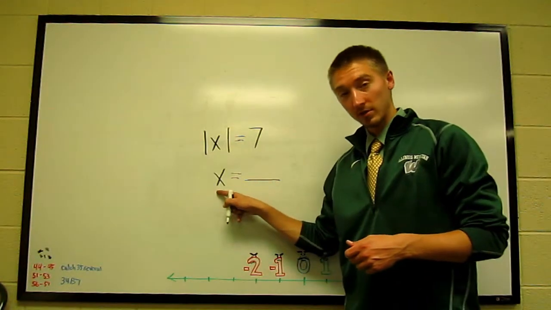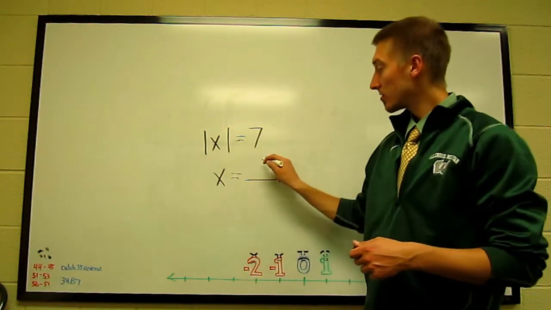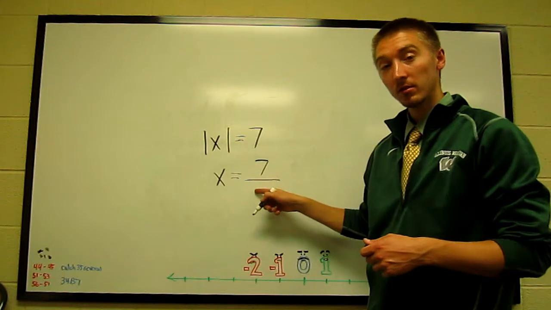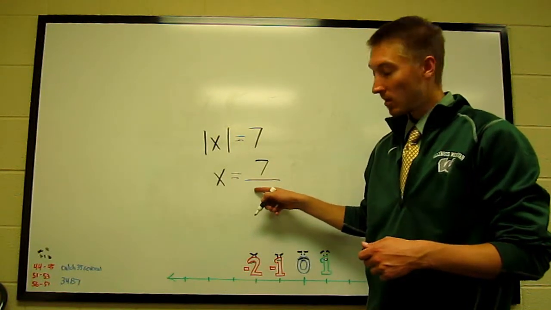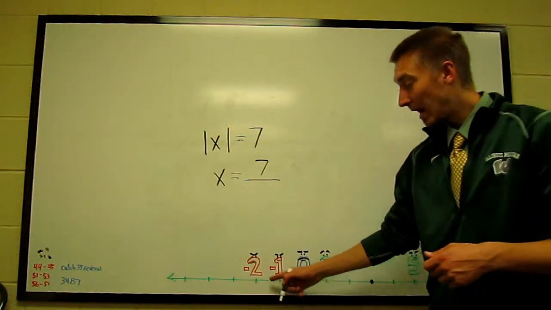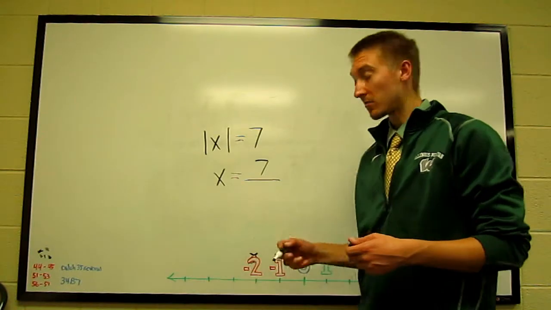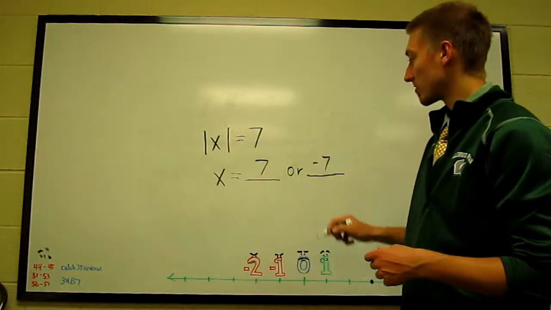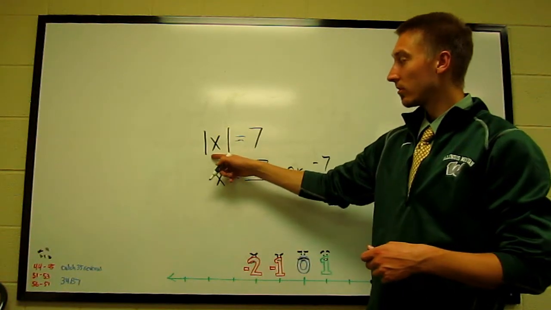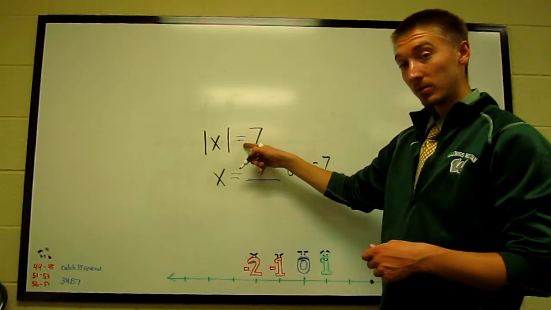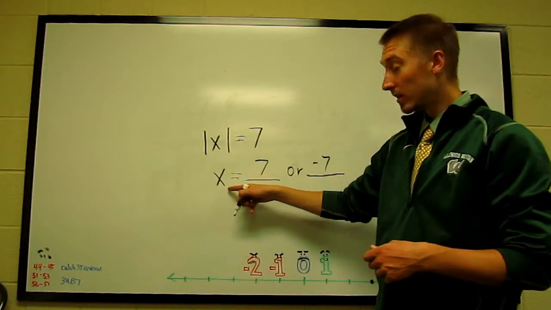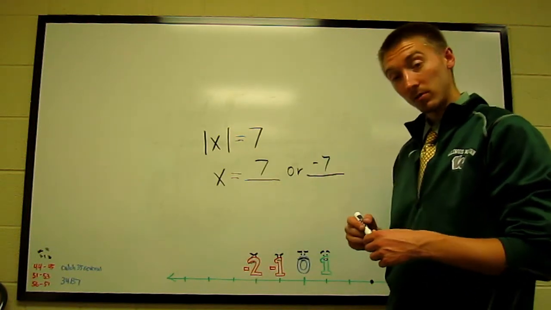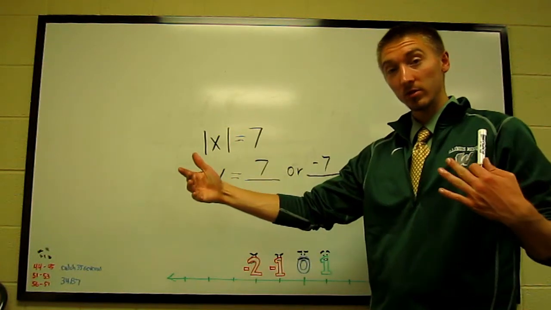So, one answer that we could have is 7, okay? 7 itself. 7 is actually 7 units from 0. But if we go the opposite direction, -7 is also 7 units from 0. So, the absolute value of x, if it is equal to 7, x could be either 7 or -7. Okay, because both of those are 7 units away from the origin, from 0.